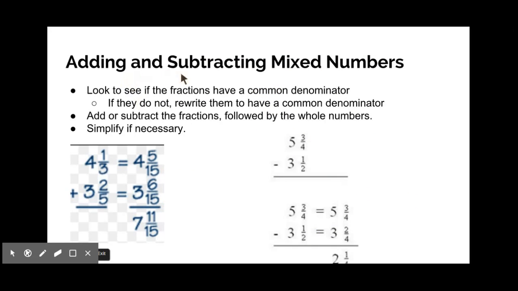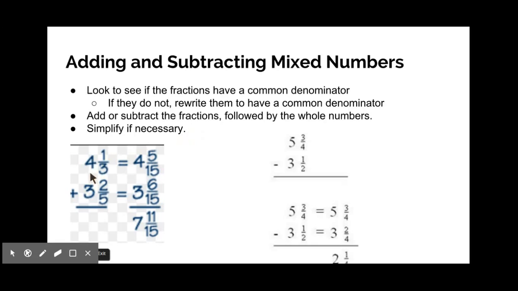Next, we're going to look at adding and subtracting mixed numbers. The first thing you want to do is look to see if the fractions have a common denominator. If they do not, follow the steps from the previous slide and rewrite them to have a common denominator. Once you do that, you add or subtract the fractions followed by the whole numbers. Simplify your answer if necessary.